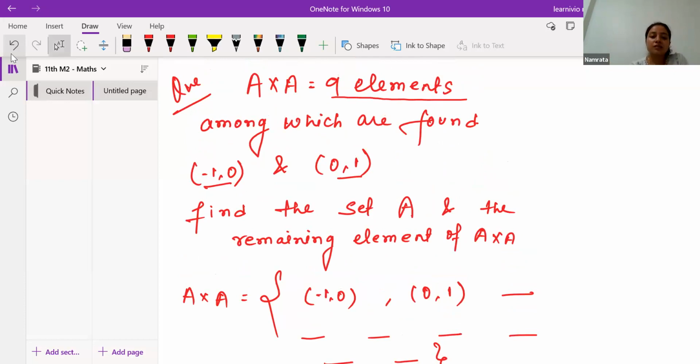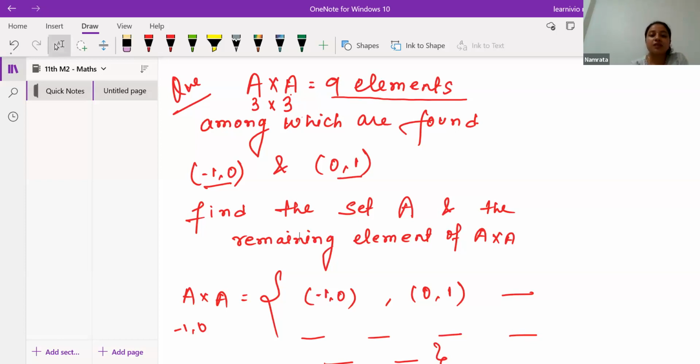Yeah, ma'am, but they are saying to find set A. So set A could be either -1, 0 or 0, 1, right? Set A can't be just -1 and 0. Only 2 elements would be there in set A. If the product of 2 sets is 9, then the first must have 3 elements and the second is the same, 3 elements must be there. Then only it becomes 9 elements, right? Are you getting it? Total number of elements is 9 and we are multiplying the same thing. So 3 cross 3 only can give 9, right?